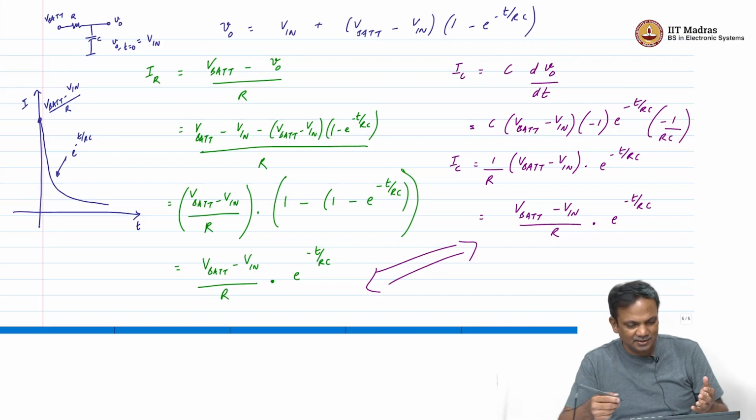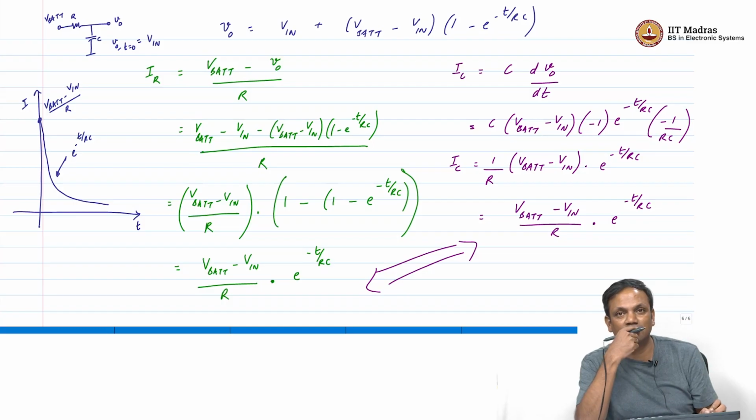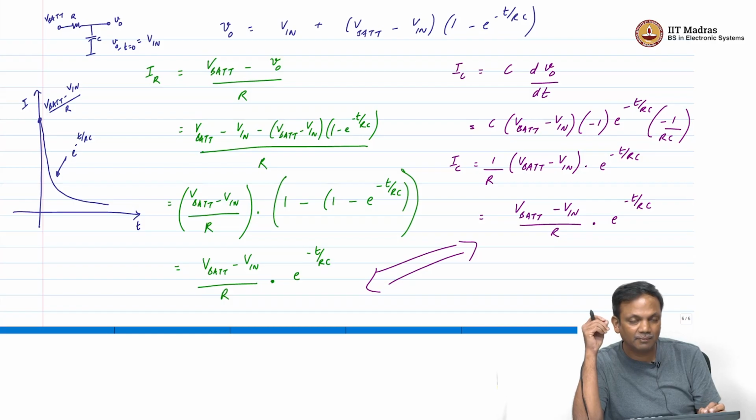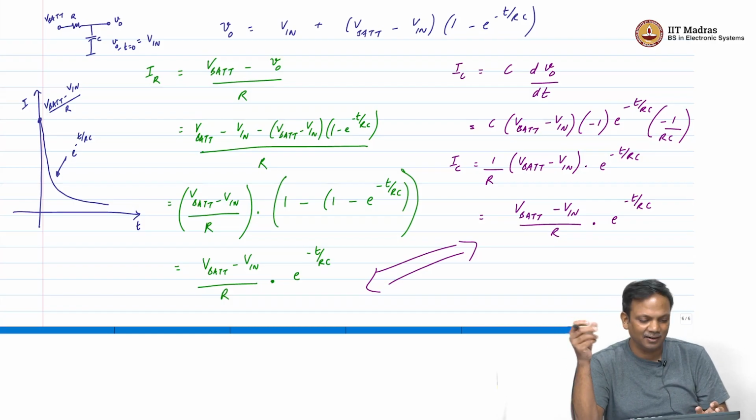So, let us now try to go from this exponential characteristic and think about, okay, we talked about RC circuits, but we were really talking about a battery.